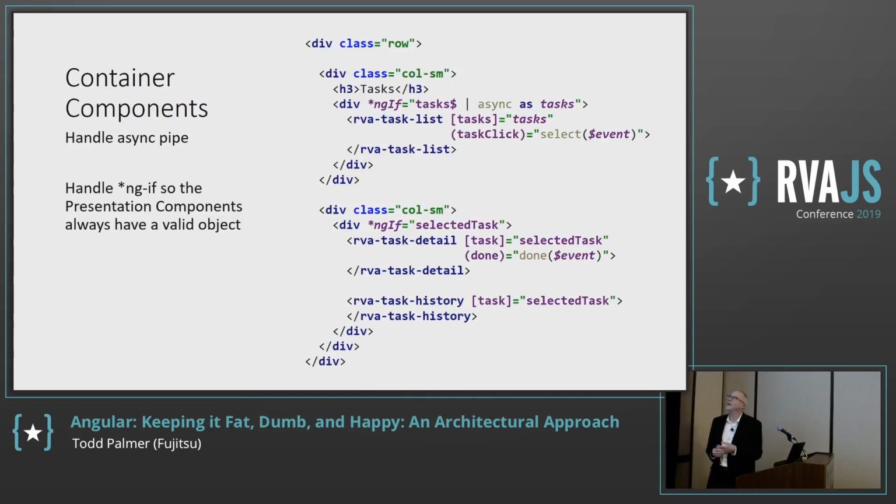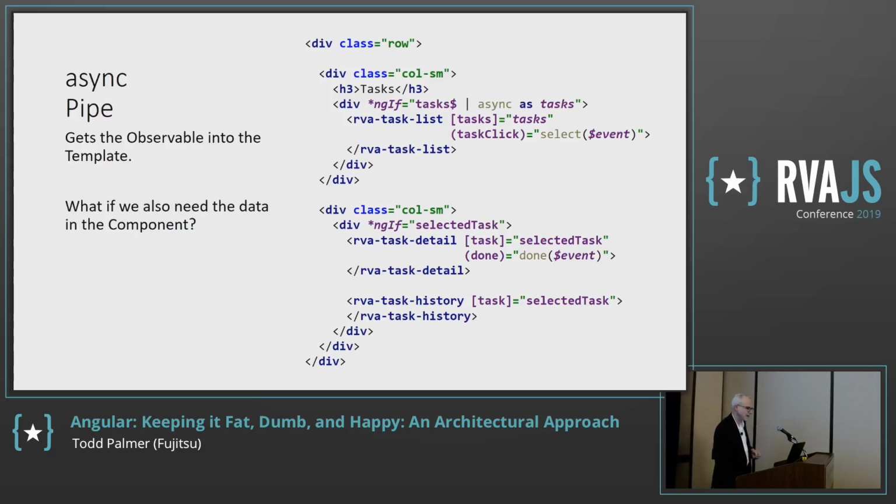All right, so here's an example of maybe what a container component would look like. So again, their job is to handle the async pipe. So you can see there what it's got. It's actually kind of a bootstrap approach. There's two columns. So we've got tasks up there that would show on the left side of the UI. And then when the user clicks on a task in the list, we get selected task, and then we show the detail and the history of the task there. So again, in the container component, we're handling that ngIf at the top level. So these guys down here, task detail and task history, don't have to worry about checking if the object they're displaying is valid.